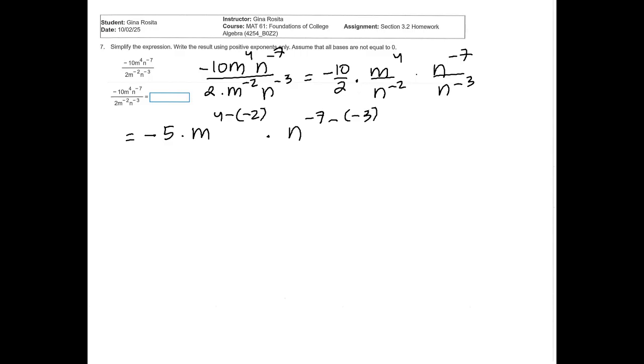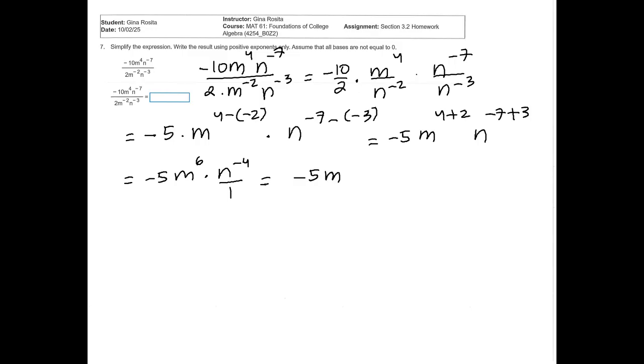So now the answer becomes negative 5 m to the 4 plus 2 times n to the negative 7 plus 3. So the answer becomes negative 5, and the exponent is 4 plus 2 is 6, times n, the exponent negative 7 plus 3 is negative 4. You can put it over 1. After that you flip it. That's right. So it becomes negative 5 m to the 6 over n to the 4. This is for number 7.